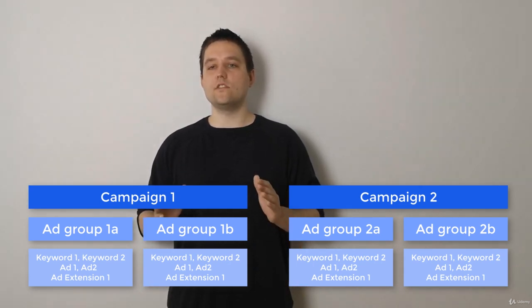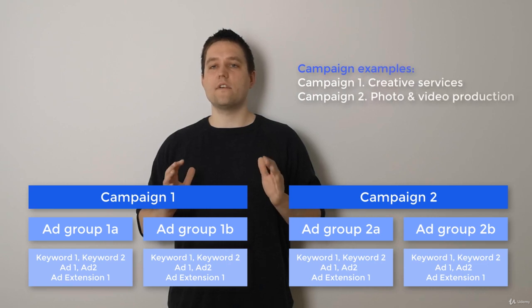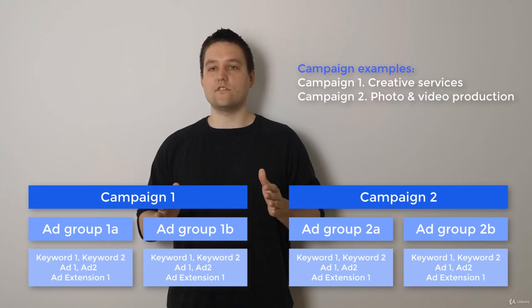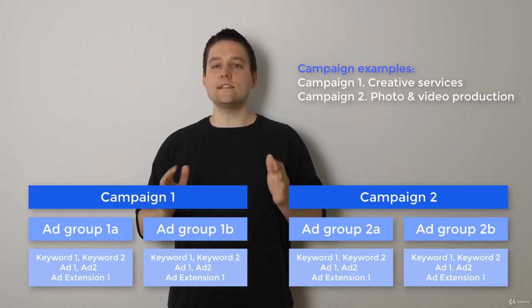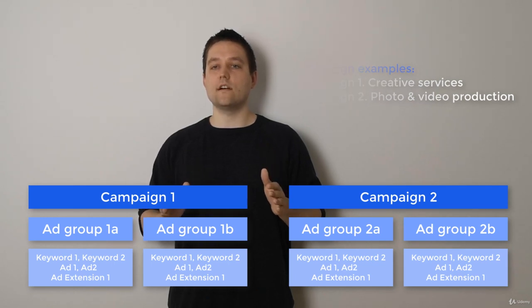Usually, one campaign is used for one category of products or services that you offer. So for example, if you are a creative agency providing different marketing services, you can have one campaign for creative services, another campaign for photo and video production services, and so on. Let's assume we provide just those two categories of services to easier illustrate the concept.